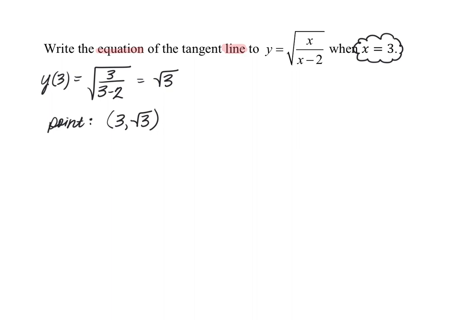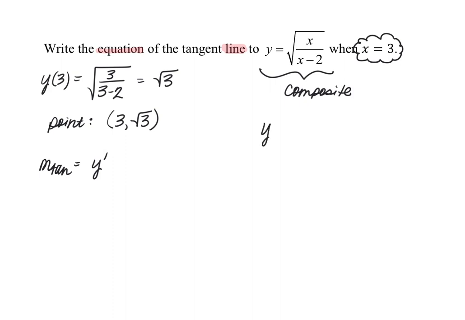So now we need to figure out the slope. So remember, the slope of the tangent line is going to be the derivative. So we need to compute the derivative at 3. Now, we need to do a little analysis on this function because this function is the square root of x divided by x minus 2, which means this function is a composite function. So a composite function is a function inside of another function. So this will require us to utilize the chain rule to find the derivative of this function.